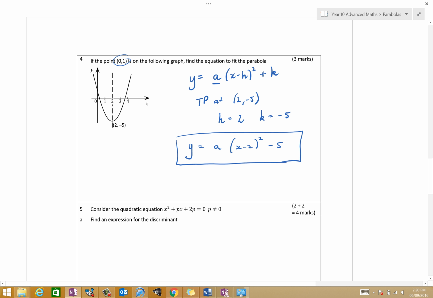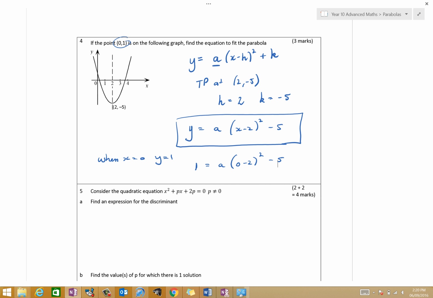So how do we find out what a is? Starts with S. Substitute. When x equals 0, y equals 1. We've been told that that point's on the curve. So now what we do is we're substituting. Wherever y is, we replace with a 1, and whatever x is, we replace with a 0. So I'm just substituting that point in.